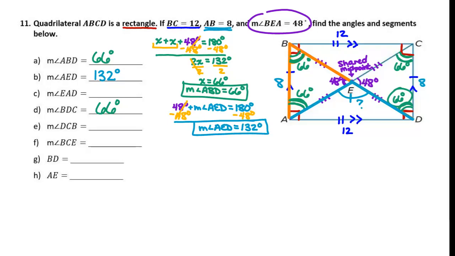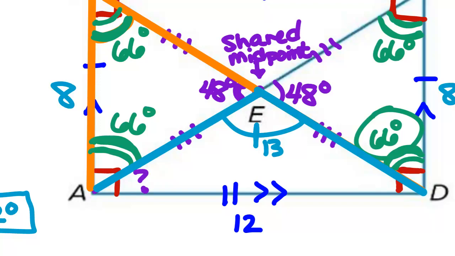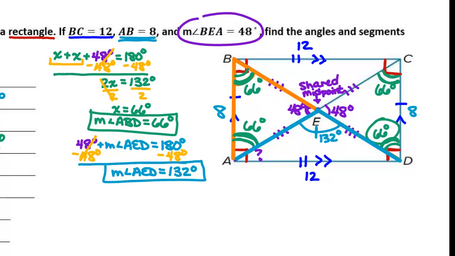What about EAD? That would be this angle right down here. Tell me how you got there. Because I subtracted 132, 180 minus 132 and then divided my answer by 2. Yep. So we can do that the same way we found ABD. That would work. Can anybody see another way to get the same answer?